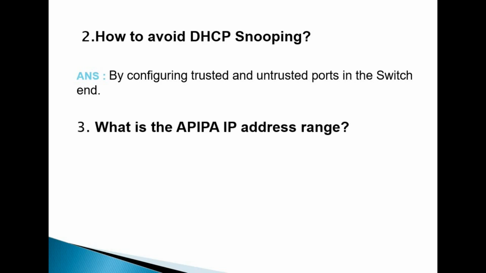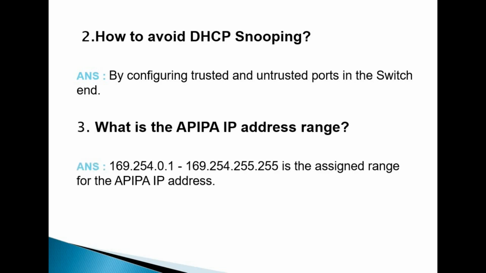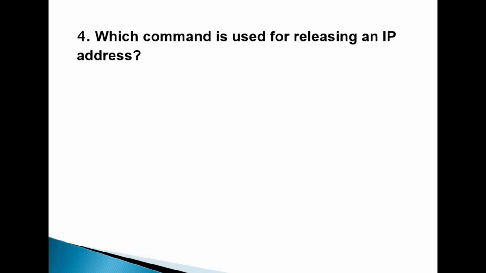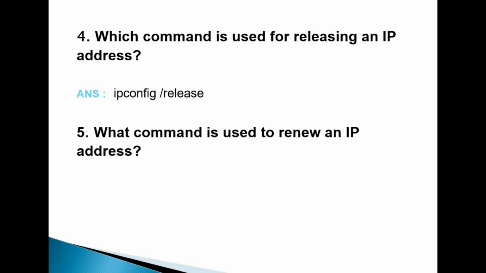And what is the APIPA address range? Below is the APIPA address range, so you can note it down. Which command is used for releasing an IP address from the client machine? ipconfig /release. And which command is used to renew an IP address? ipconfig /renew. Thank you. Thanks for watching.